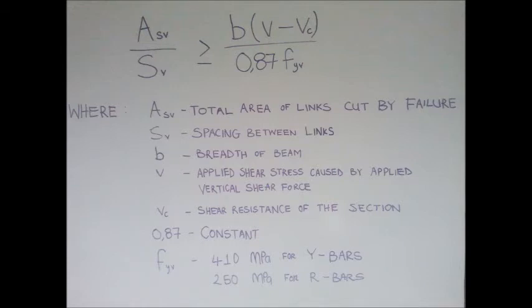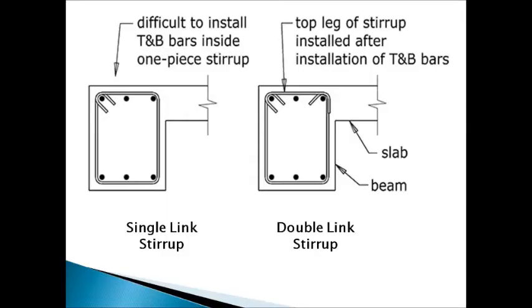Shear reinforcement can be calculated with the formula shown, where ASV is the total area of links cut by failure, SV is the spacing between links, B is the breadth of the beam, V is the applied shear stress caused by the applied vertical shear force, VC is the shear resistance of that section, with a 0.87 constant, and FYV where 410 MPa is used for Y bars and 250 MPa for R bars.